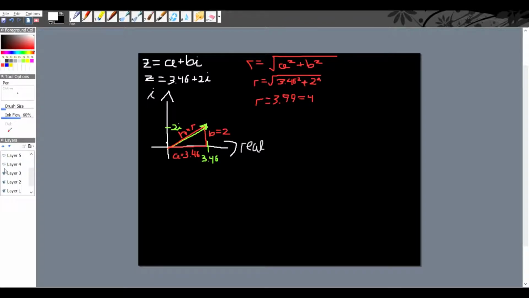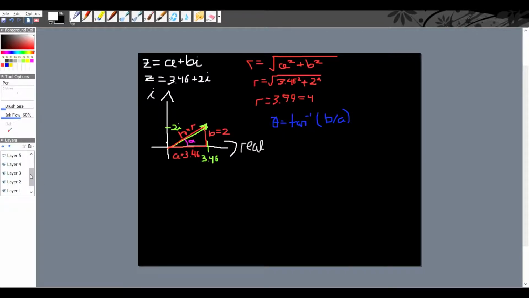The next thing we have to do is calculate our angle. So this angle here, alpha angle. And we can do that with this formula over here, where we will be using trigonometric ratios, tangent in this case, of b over a, of opposite over adjacent side.